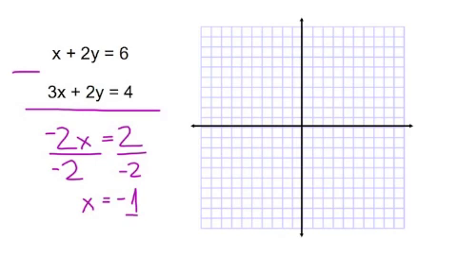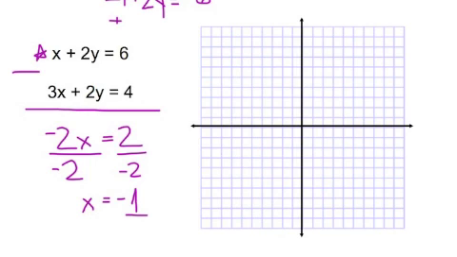Once I have the x coordinate, I can choose one of these equations and use substitution to find the y coordinate. I'm going to use the first equation. Using the first equation, I'm going to replace x with negative 1. So I get negative 1 plus 2y is equal to 6. Let me solve for y.